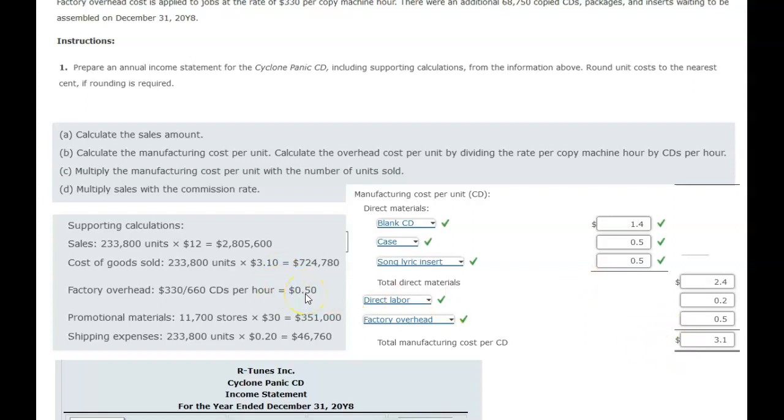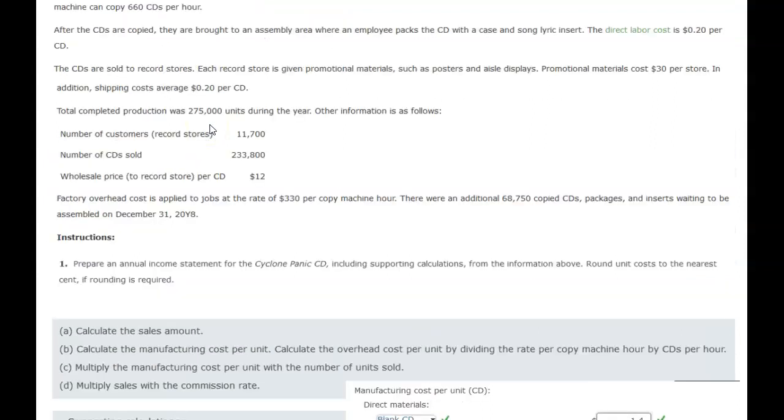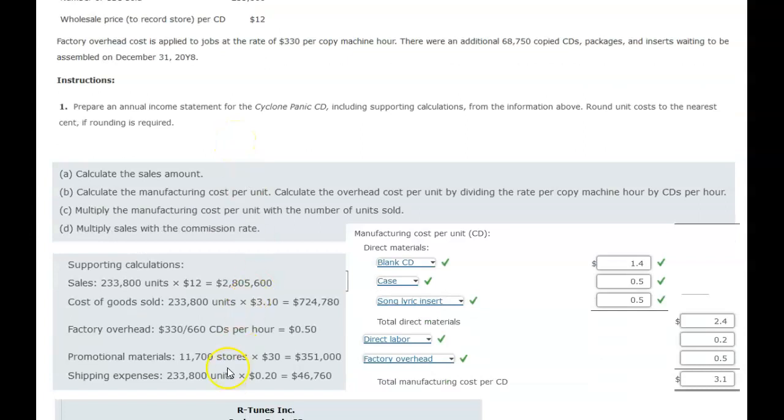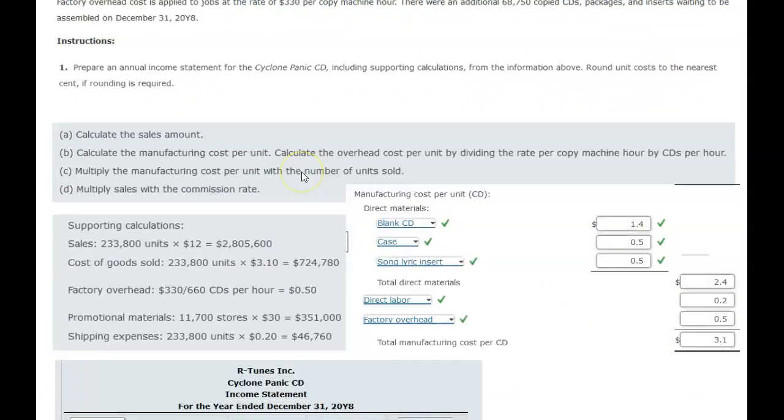Now what was the promotional materials? 11,700 stores times $30. I think I may have said that wrong earlier. So there's our $11,700. Somewhere they told us the $30. There's our $30, and shipping costs are 20 cents.